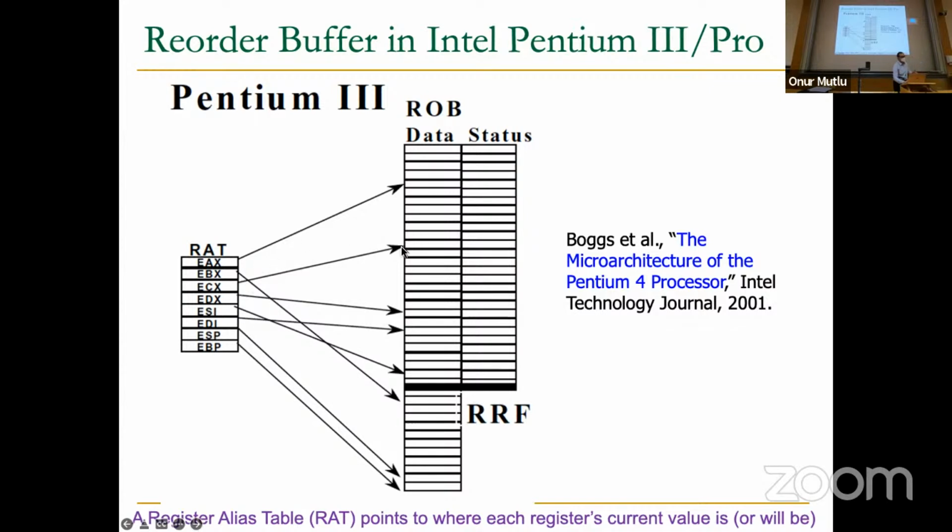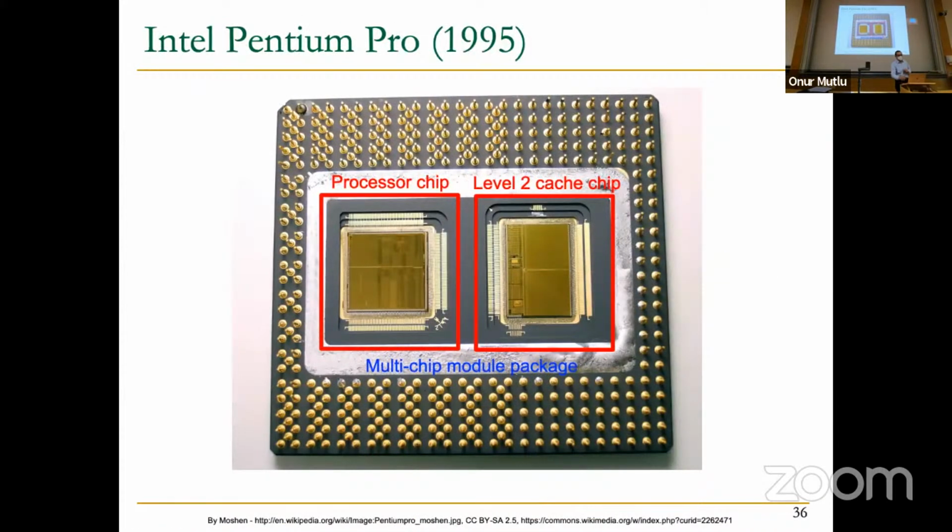Register 2 is in reorder buffer entry, I don't know, 55. So basically, we're mapping the architectural register ID to locations in the reorder buffer and the register file. This is called the register alias table, which points to where each register's current value is or will be. This is very powerful, and we will see this a lot more in the out-of-order execution lectures. Just for your reference, this is Pentium Pro in 1995, the first successful out-of-order execution processor of its time.